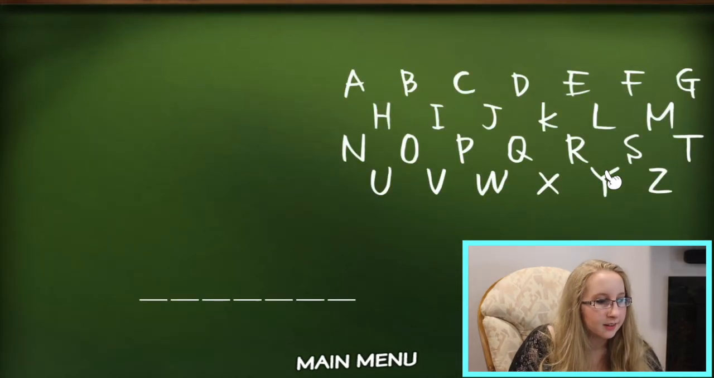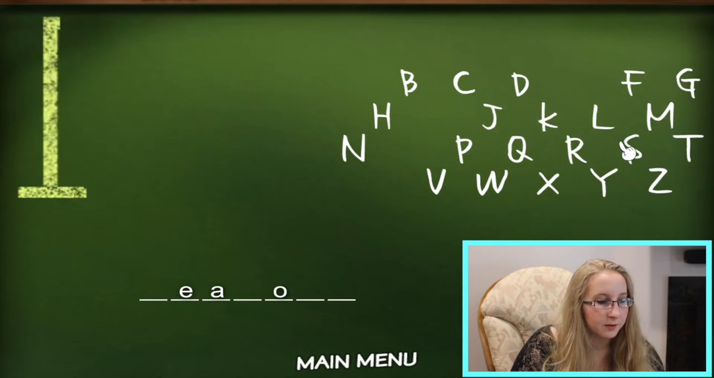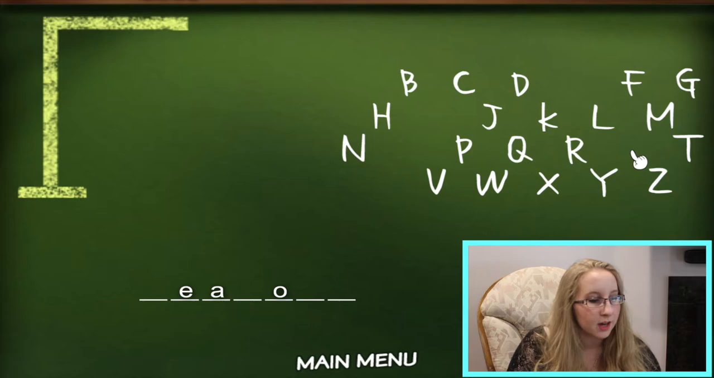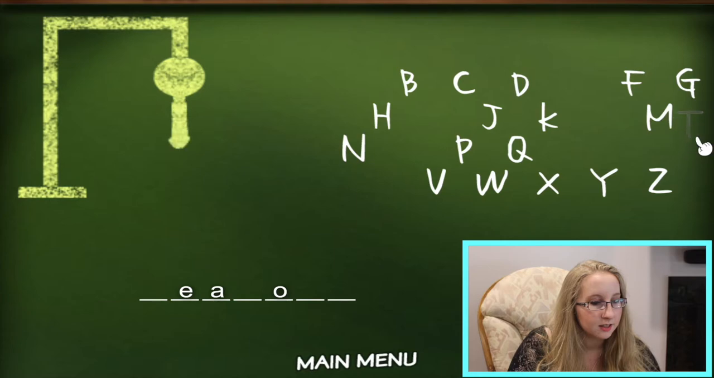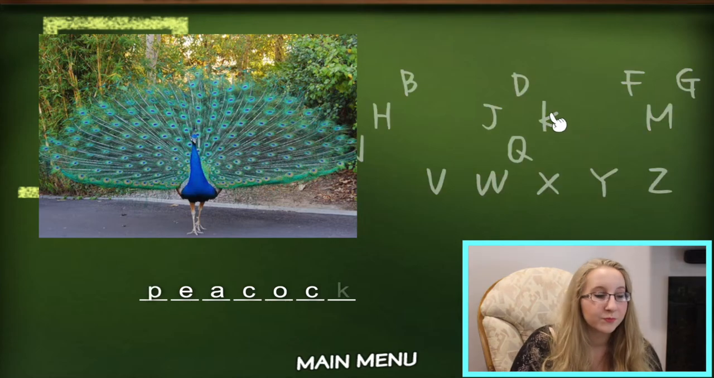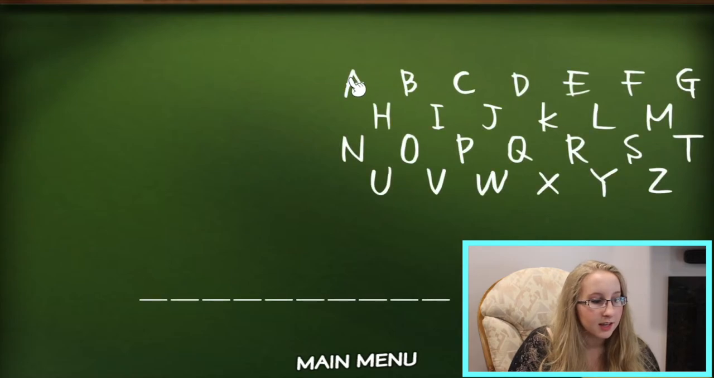I know letters. A, E, I, O, don't need a U, that's okay. S, okay, think about this for a minute. We've got R, we've got an L, got a T, got a C. It's a peacock, big ol' bird, really pretty.